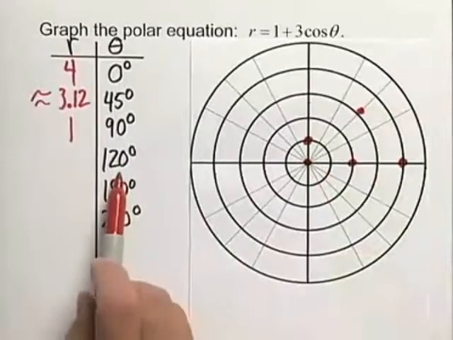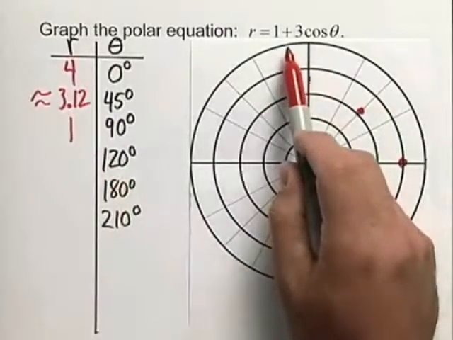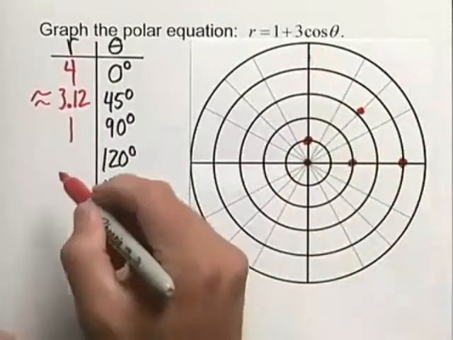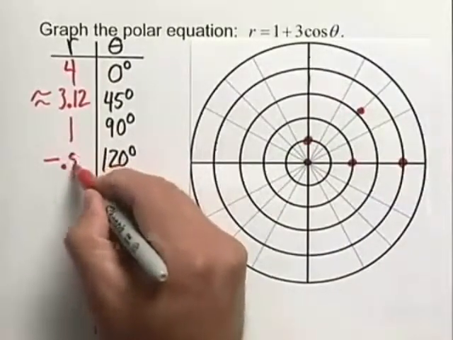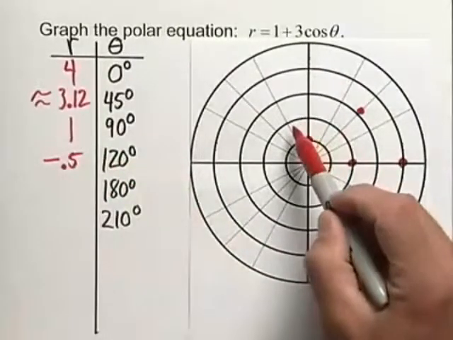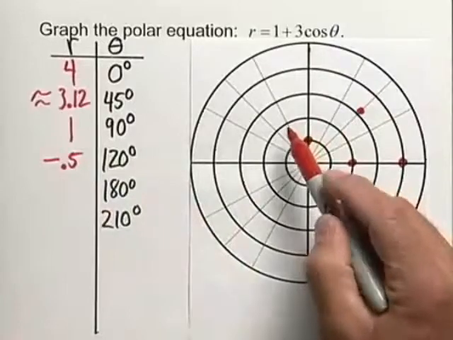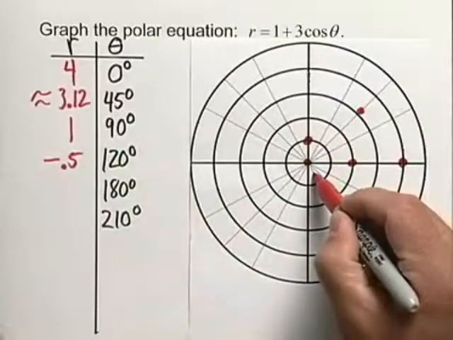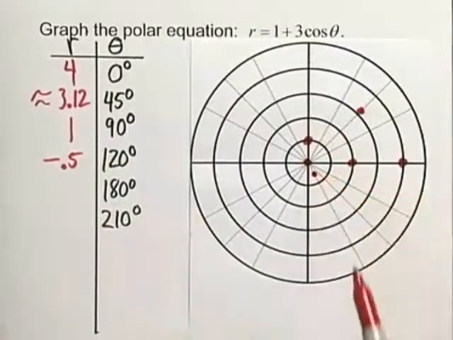But moving to 120 here quickly, we plug this in, 1 plus 3 times the cosine of 120. We get a negative 1/2. Now careful here when we graph this. At 120 here, we need to go a negative 0.5. So that's down right about in this region here.